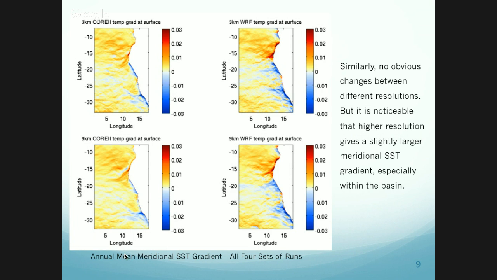I think it was the upwelling region. Across the line, there's a very low temperature here, and I did a meridional gradient.